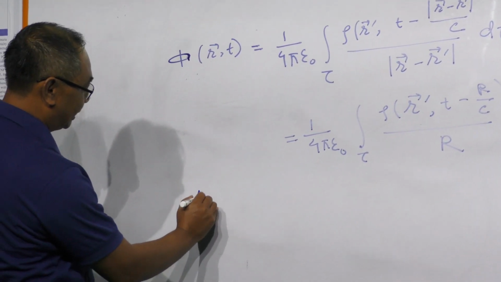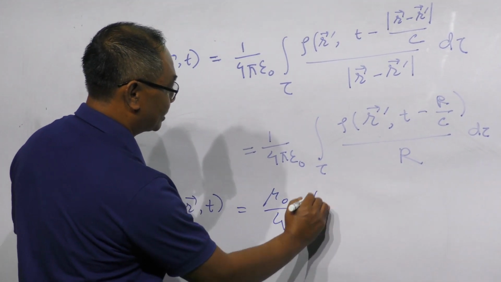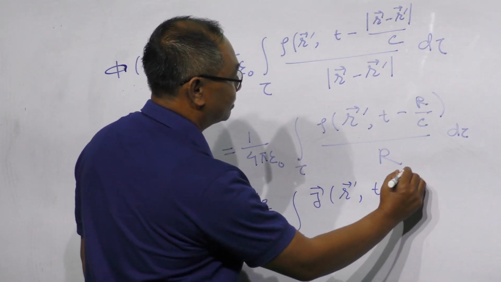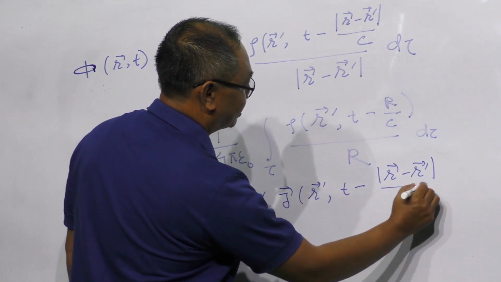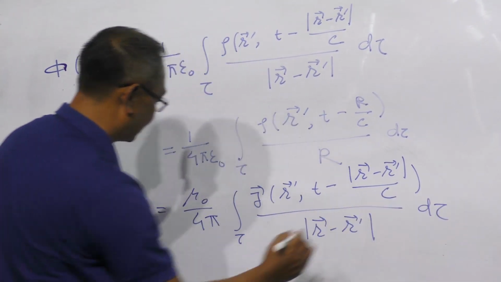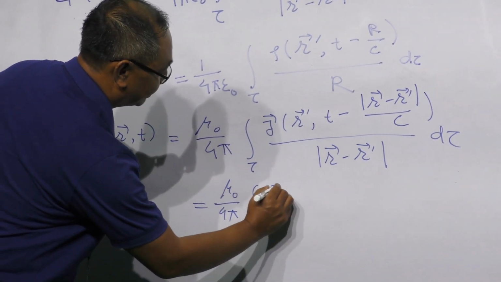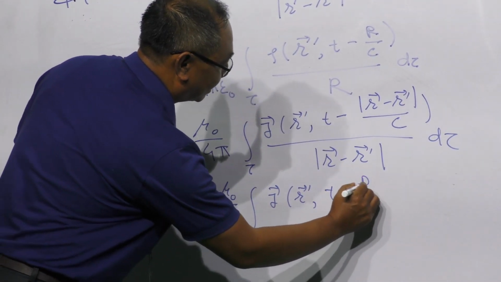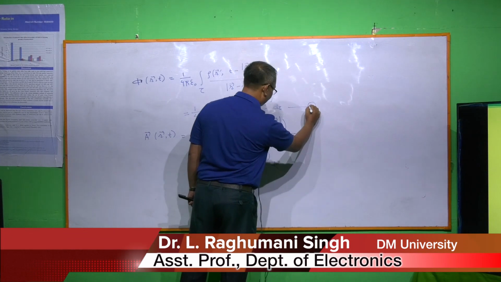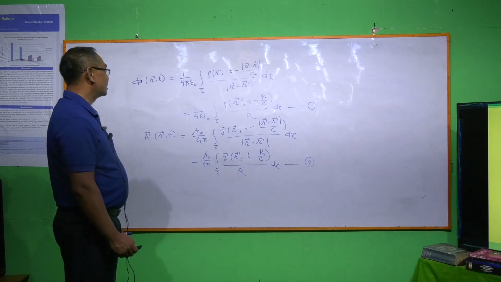The retarded vector potential can also be written as A(r, t) = mu naught/(4 pi) integral over the volume tau of J(r', t - |r - r'|/c) divided by |r - r'| d tau. Here also I can write mu naught/(4 pi) integral over volume tau of J(r', t - r/c) divided by r d tau. I call this equation number 1 and this equation number 2, where r equals |r vector minus r' vector|.